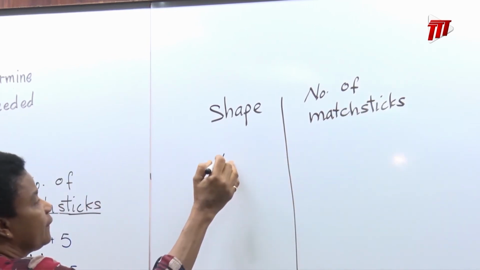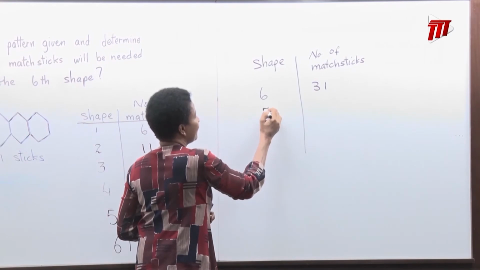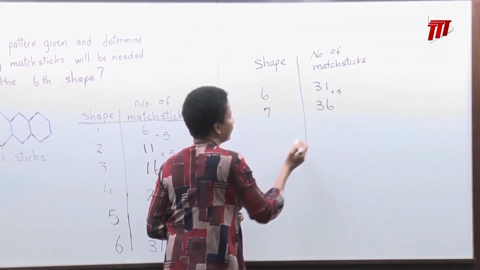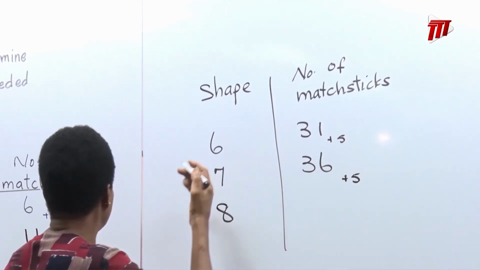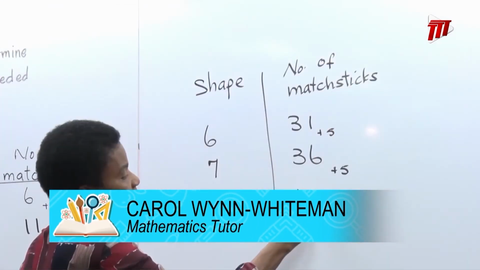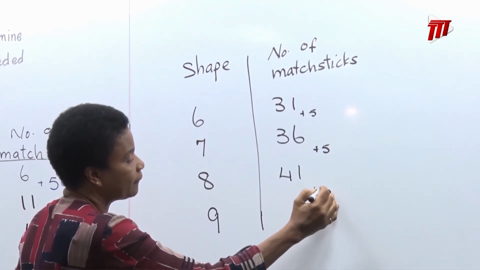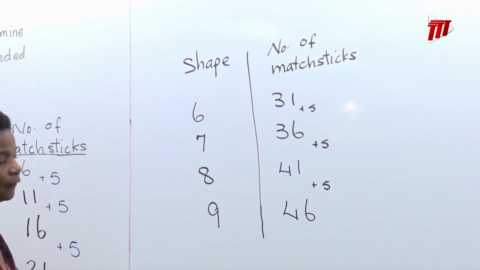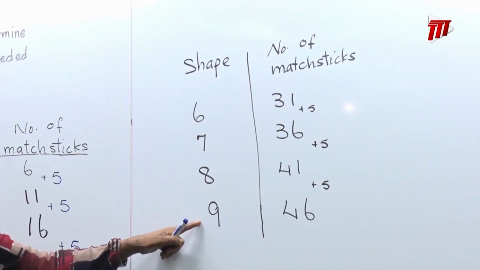So if our sixth shape uses 31, for our seventh shape we're going to add 5, which will make it 36. Our eighth shape, we're going to add 5 because that was the pattern that we found out. 36 and 5 will be 41. So our ninth shape will be 41 and 5, which will be 46 matchsticks. Of course, you also have the option of drawing the ninth pattern.